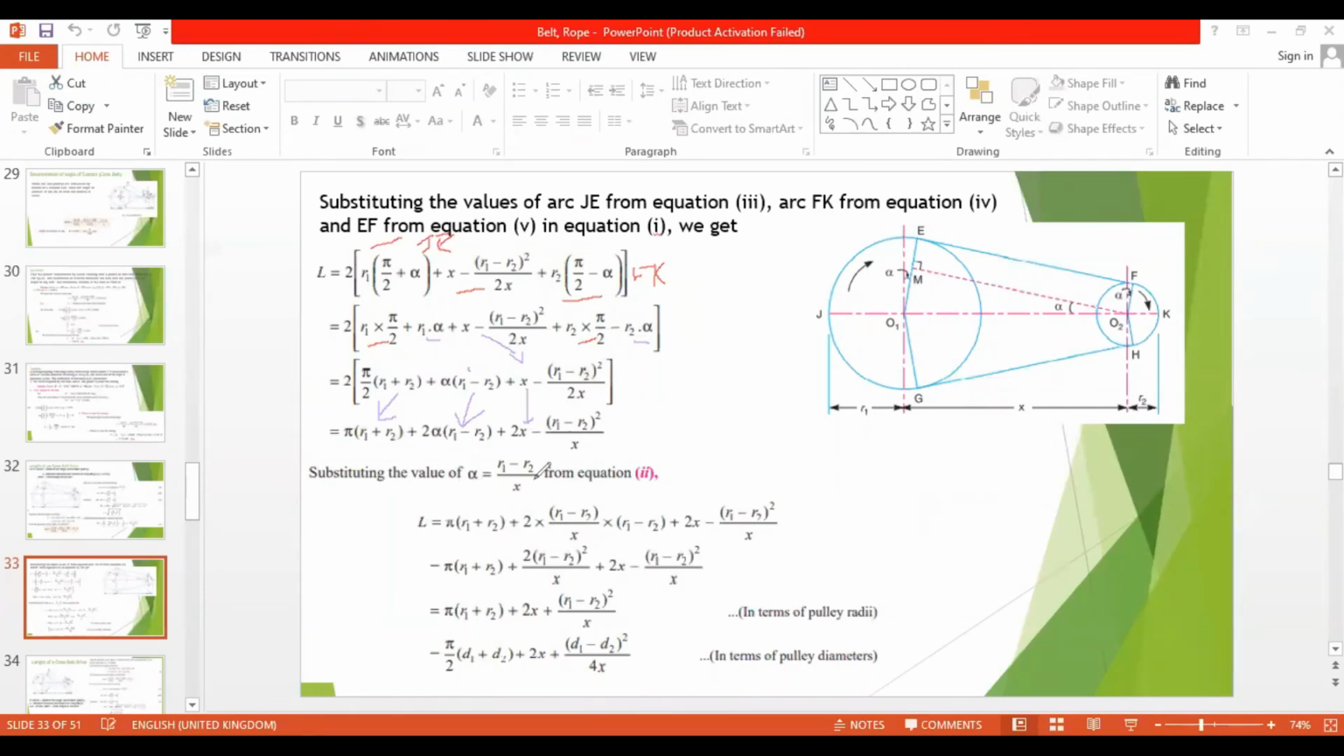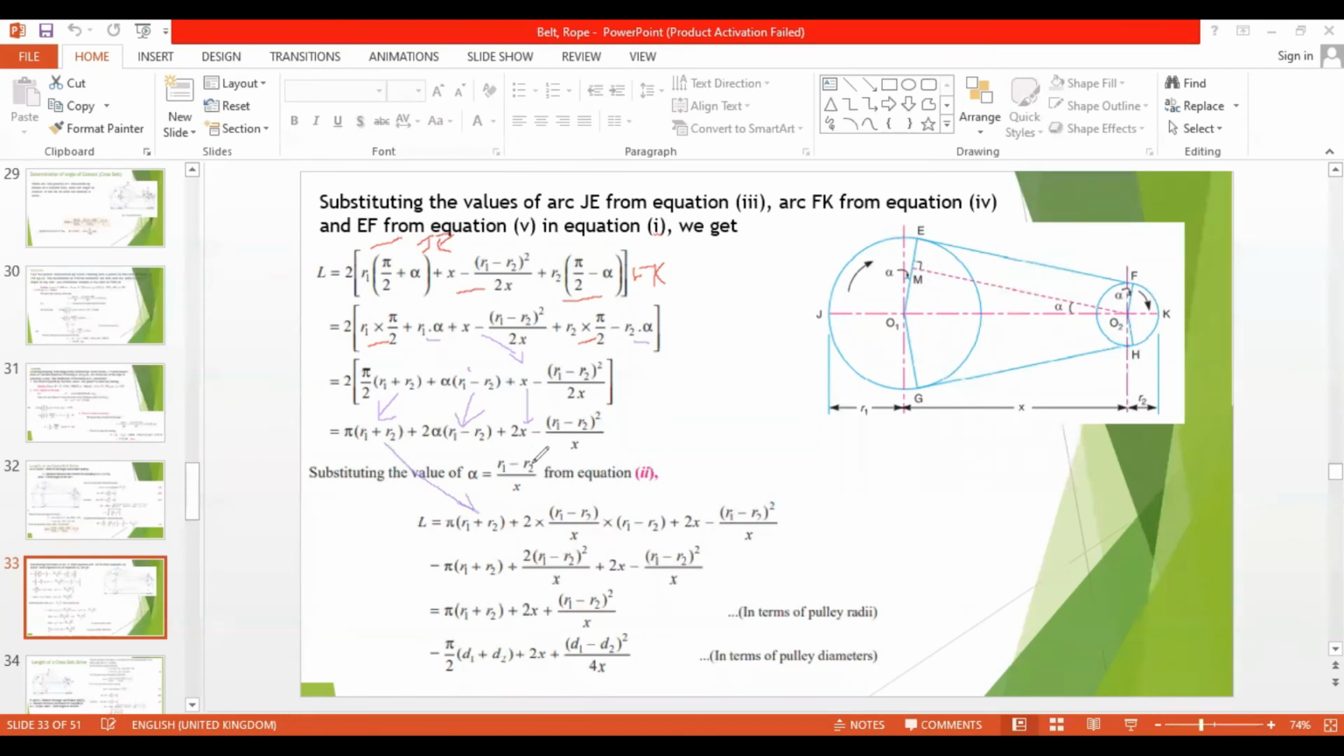Substituting the value of alpha is equal to r1 minus r2 upon x. When you found the value that alpha is equal to r1 minus r2 upon x in the previous slide, right? Alpha is equal to r1 minus r2 upon x. So when you substitute this value in this alpha, you will have, first will come as it is, pi into r1 plus r2, right? No change. Here I have an alpha. Instead of alpha, I am going to put this r1 minus r2 by x.